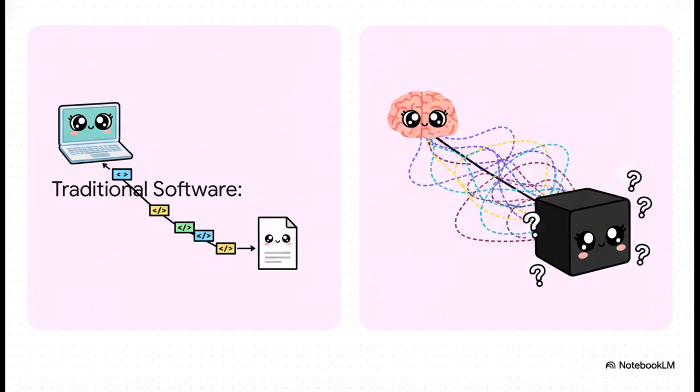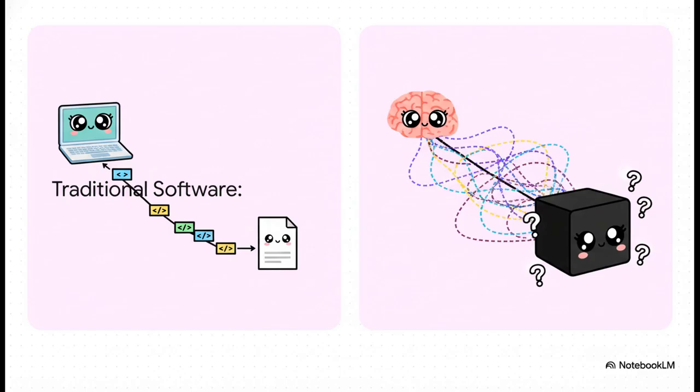All right, to really get it, you got to see the difference between the two types of code. On one side, you have traditional software. It's like a perfect recipe. It's deterministic. You follow the steps, you get the exact same result every single time. The logic is totally transparent. But then, there's AI. And it's probabilistic.